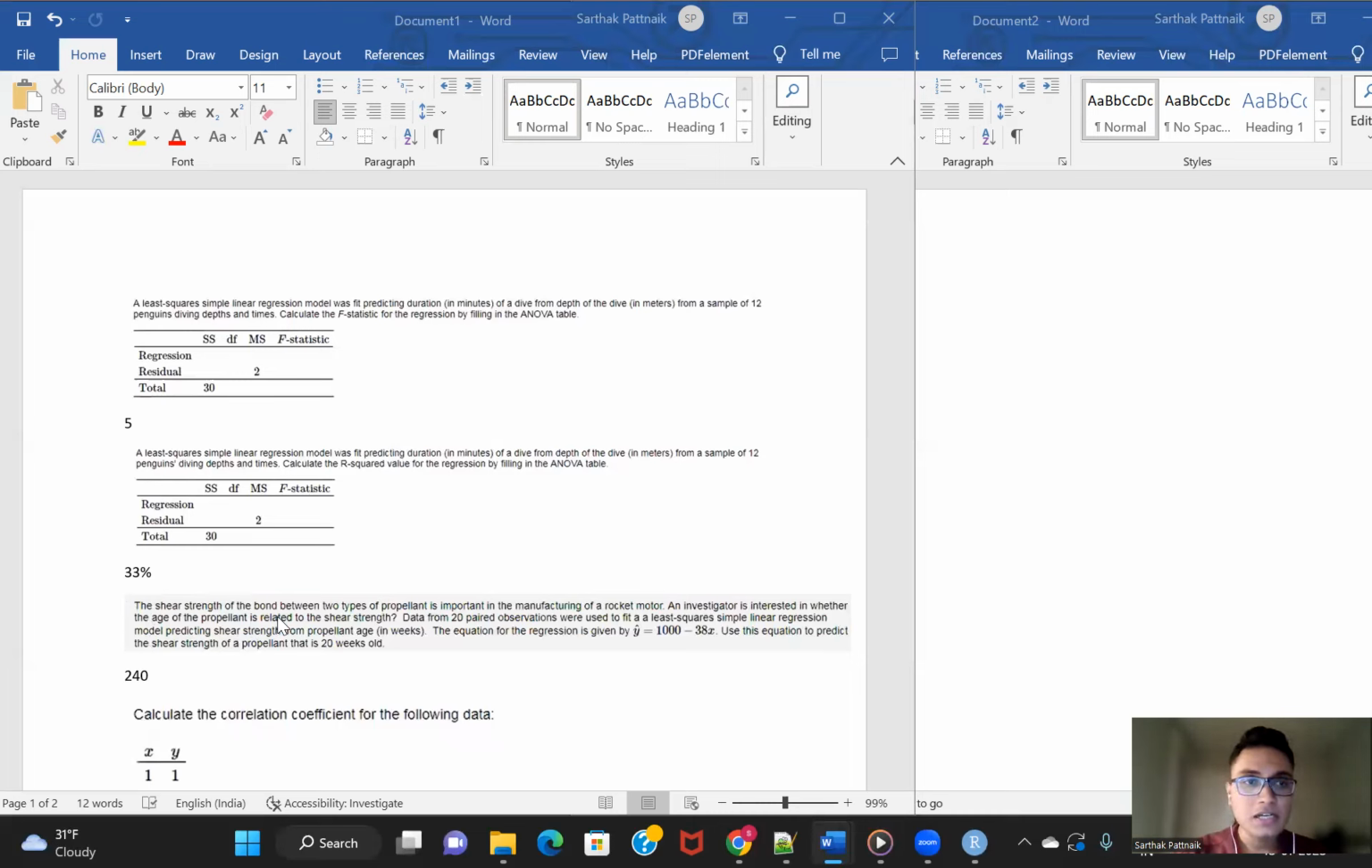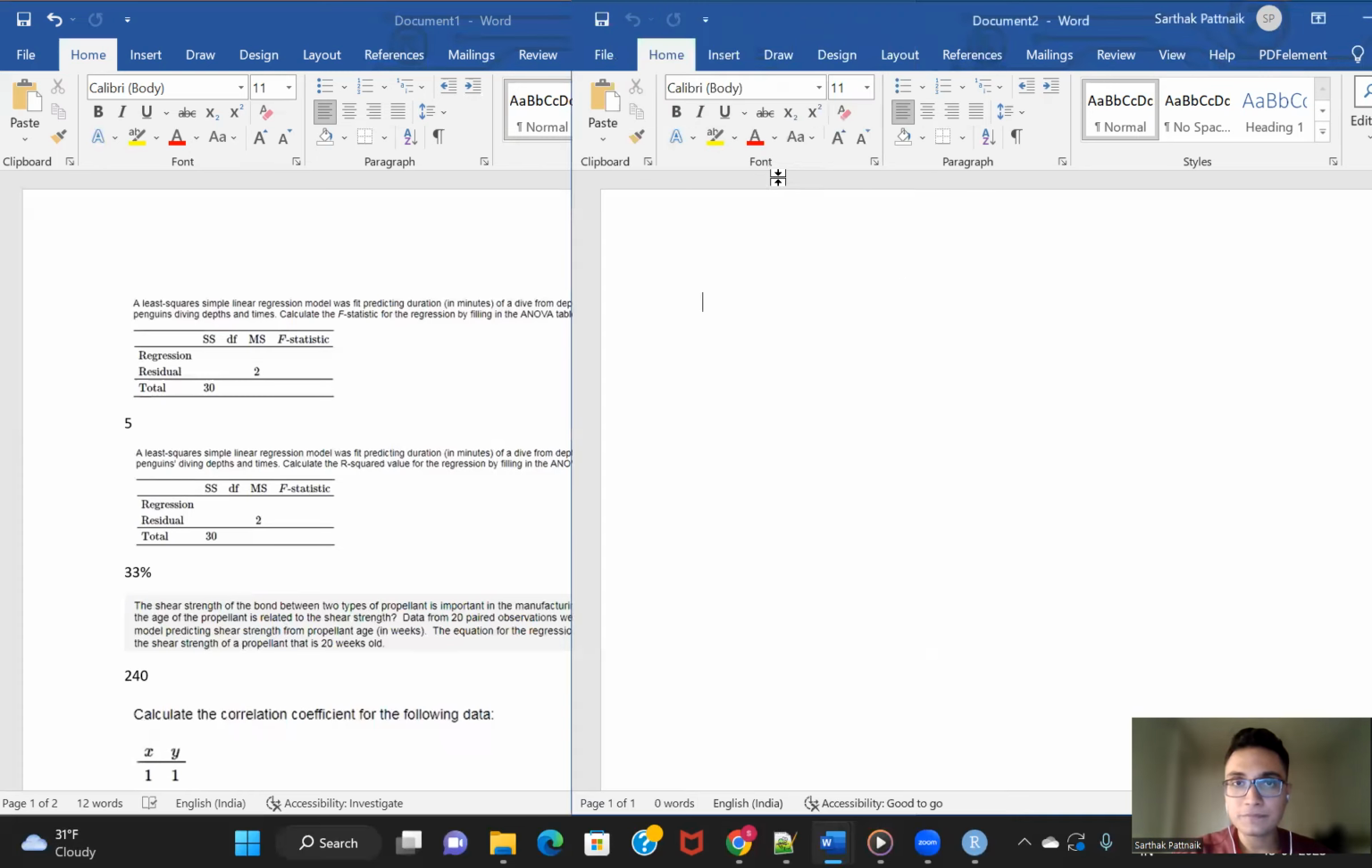The first question says, a least square simple linear regression model was fit predicting duration in minutes of a dive from depth of the dive in meters from a sample of 12 penguins diving depths and times. Calculate the F statistic for the regression by filling in the ANOVA table. So what they're trying to do here is predict the duration of a dive from the depth of a dive.